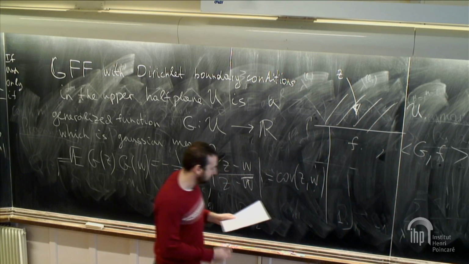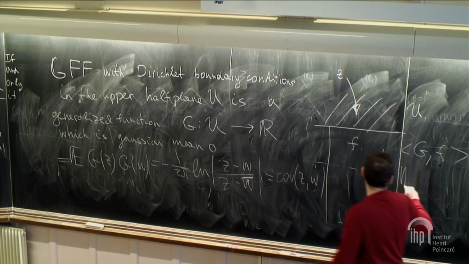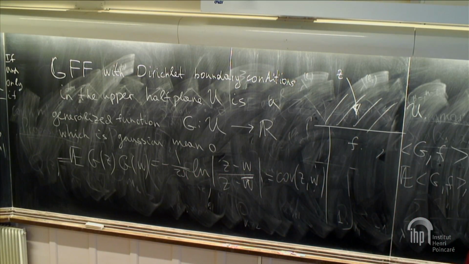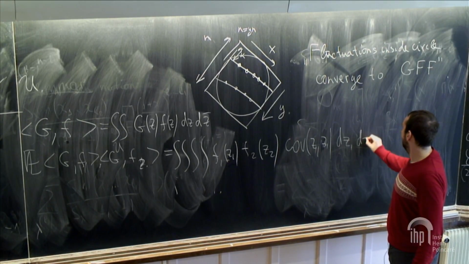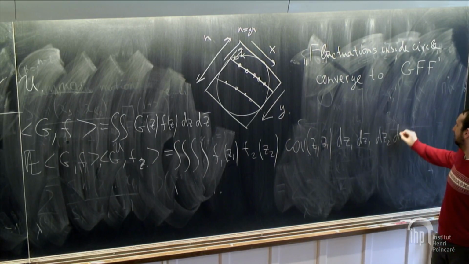And what remains is just to say what will happen with the covariance. If you compute the covariance of two of these, G of f1 and G of f2, then the covariance is given by a four-fold integral of f1 of z1, f2 of z2, then the formula for the covariance of z1, z2, and then dz1, dz1 bar, dz2, dz2 bar.